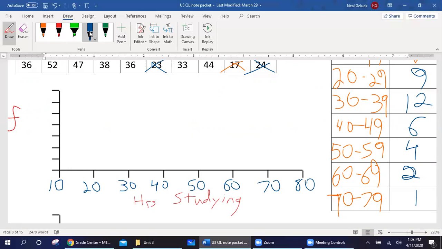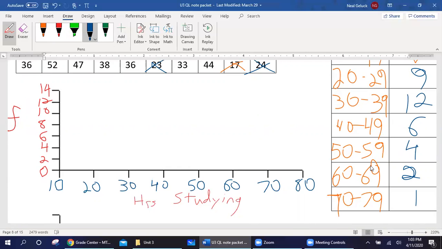So the last one would be 80. For the frequencies, I decided to just make these go by 2 because the biggest one I had was 12. And if I go by 2s, starting with 0, that gets me up to there. So basically, I'm just going to make little bars for each class.